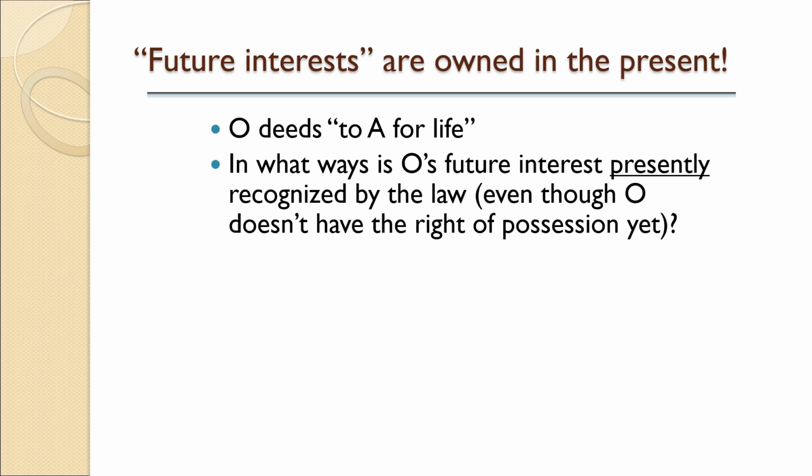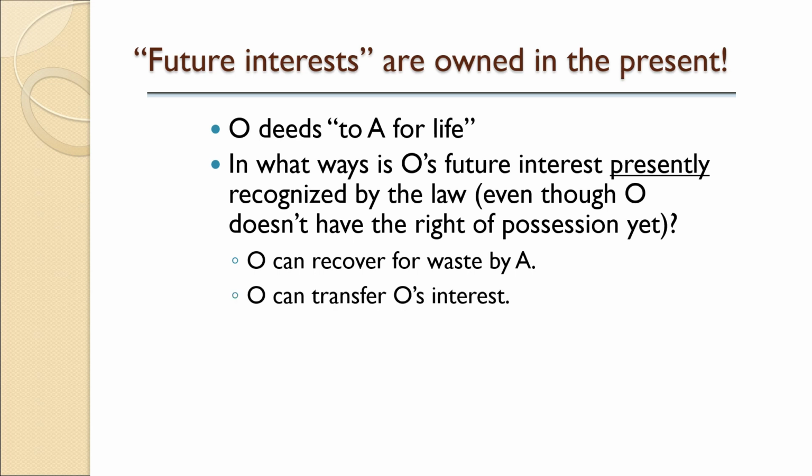Well, the answer is that it definitely is, and there are a number of ways that we can convince ourselves that is true. First of all, O can recover for waste if A commits waste on the property. For example, if A burns down a house on the property or otherwise damages it, O will have an action against A for waste, even though O's not entitled to possession yet.